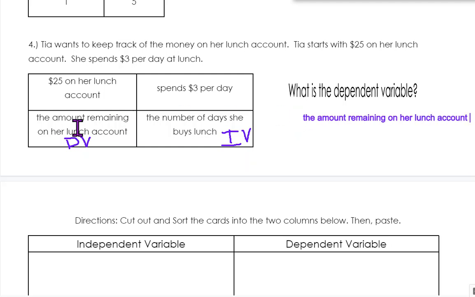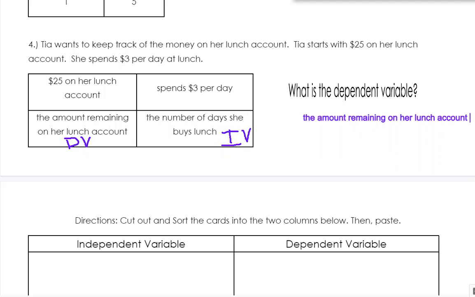Okay, because that is dependent on how many days she buys lunch, right? If she only buys lunch on Monday, Wednesday, Friday, that's 3 days, right? If she buys lunch Monday, Tuesday, Wednesday, Thursday, Friday, all 5 days during the week, then it's going to be less money in her account, right? So the amount of money remaining on her lunch account depends on how many days she buys lunch. That's why it's the dependent variable.